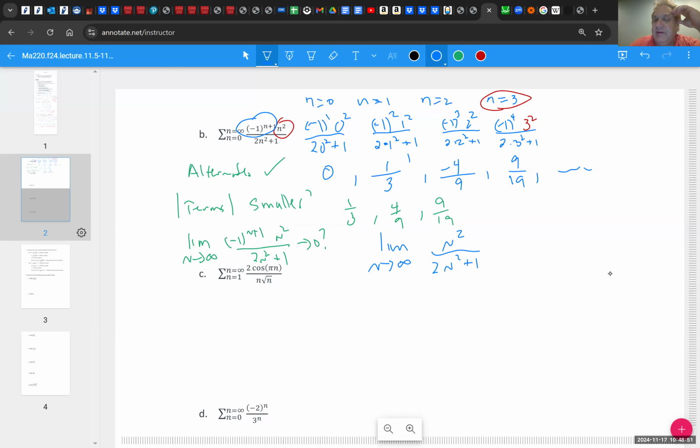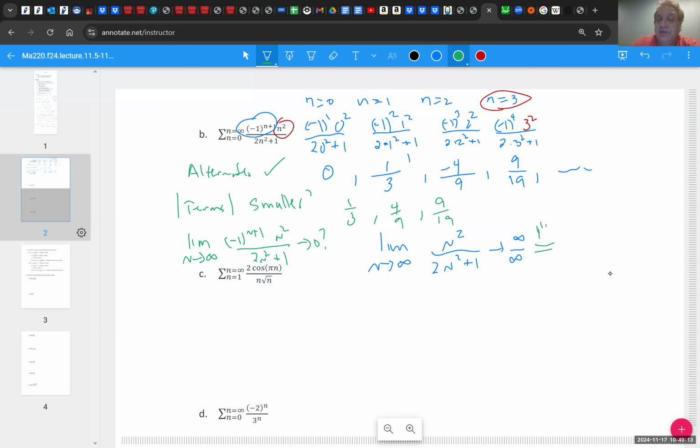So let's look at this limit as n goes to infinity of n squared over 2n squared plus 1, and we want to see if that goes to 0. Well, the top goes to infinity. Infinity squared is going to be infinity. And the bottom goes to infinity because 2 times infinity squared is infinity, plus 1 is still infinity. If it's infinity over infinity, we can use what's called L'Hopital's rule.